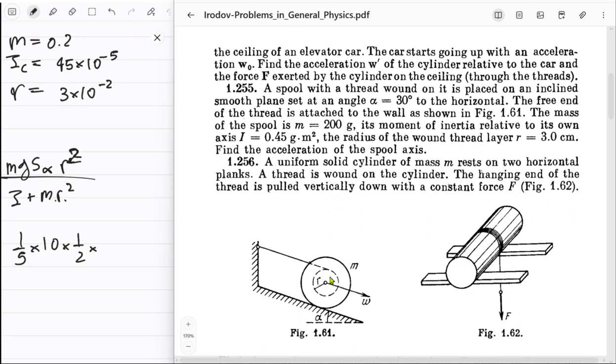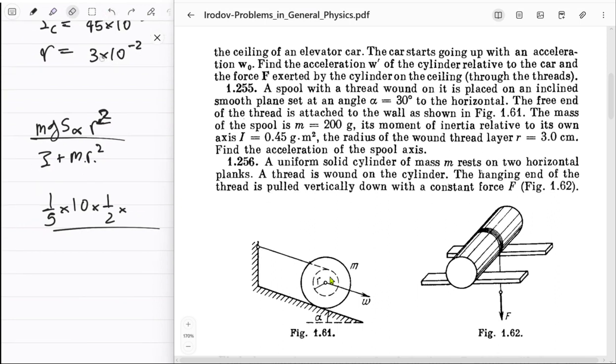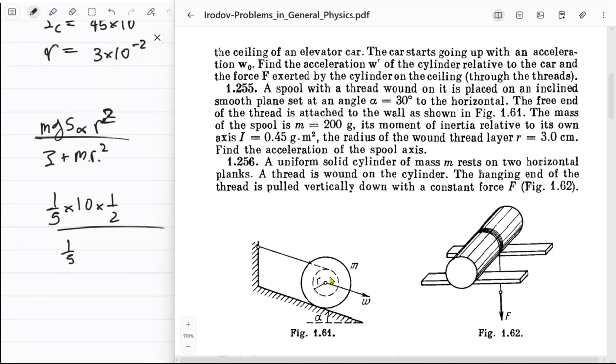R squared, just r squared, not r squared squared. So what we can do is just do I upon mr squared. So I upon r squared, right? You got mass, which is 0.2, just 1 upon 5 once again. Hey, that's weird. You know what? Just do it like this.